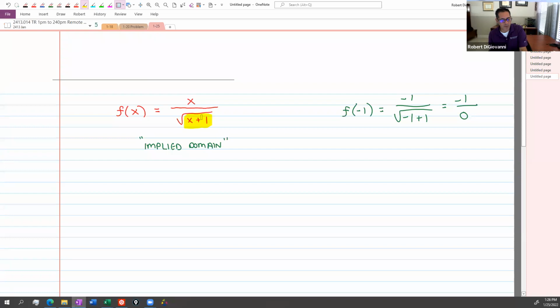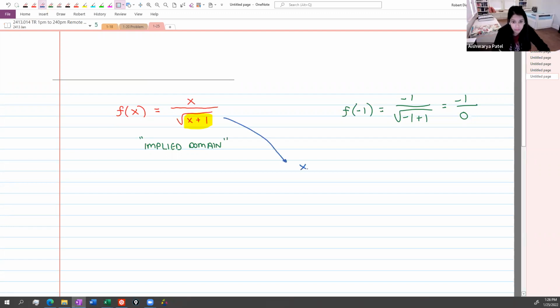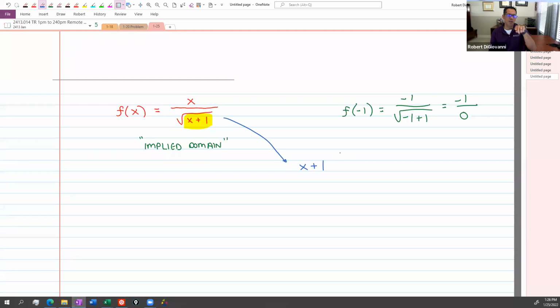What has to happen with this in yellow? Because it's under a square root, what do you have to have? Positive number. It has to be positive. Now, can you take the square root of 0? What is the square root of 0? 0. Okay, so you can take the square root of 0, right? But in this problem, we can't do it because then we would have division by 0, wouldn't we?